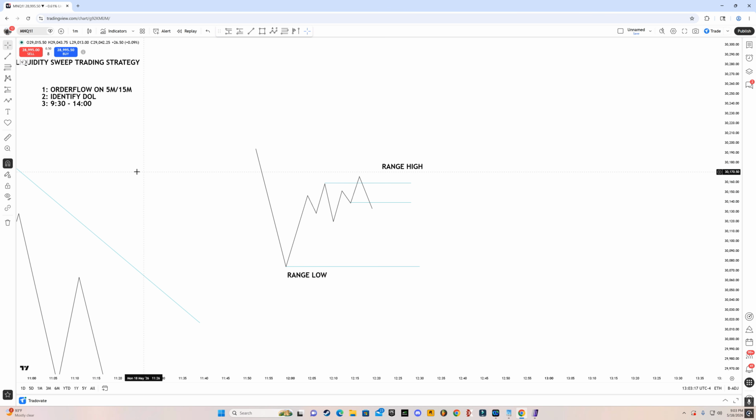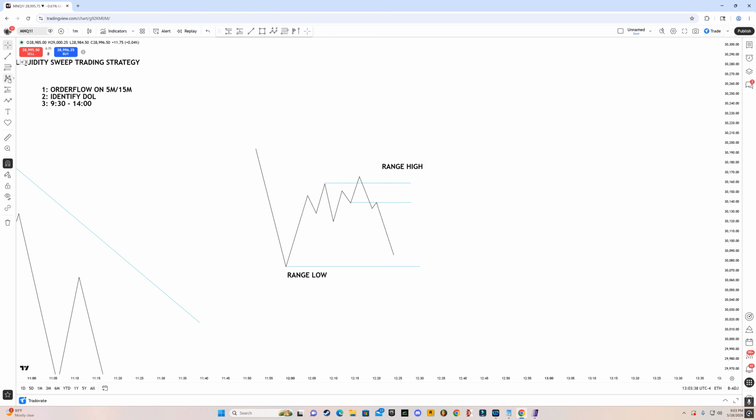to take an entry. There are two ways that you can take your entry. You can take your entry at the retest, or you can enter aggressively. I like to enter at the retest, and then I'm going to target the range low. Okay, simple as that. But sometimes what price will do is reach somewhere around here and then reverse.